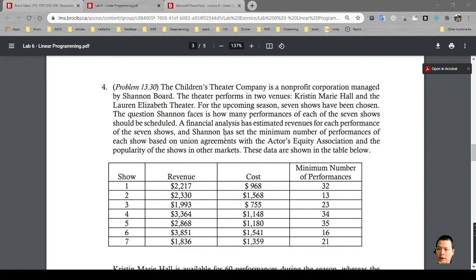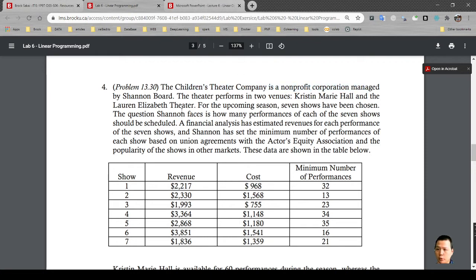So we got some idea about how to use linear programming with Excel by those questions. And now we are going to solve another one, which is not that straightforward, but you still can figure that out very easily if you fully understand the logic of linear programming, right? It's a theater company.